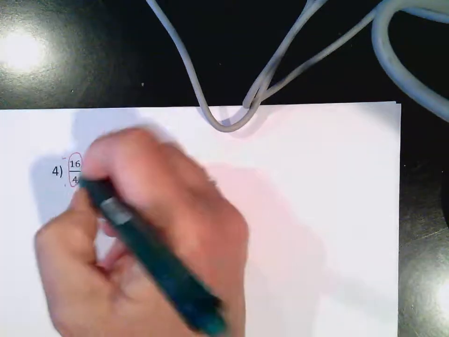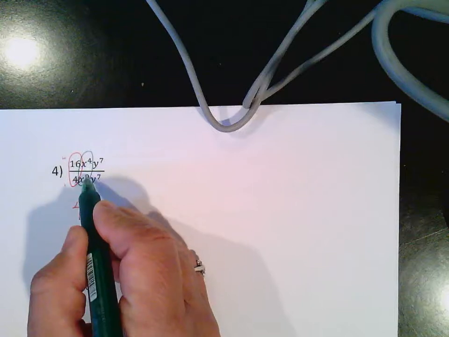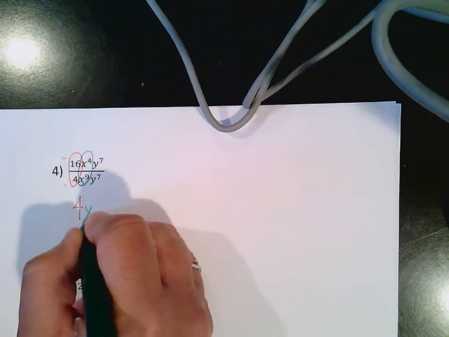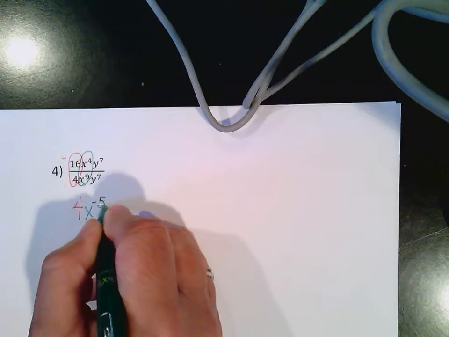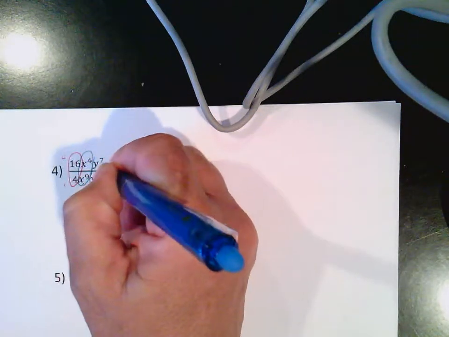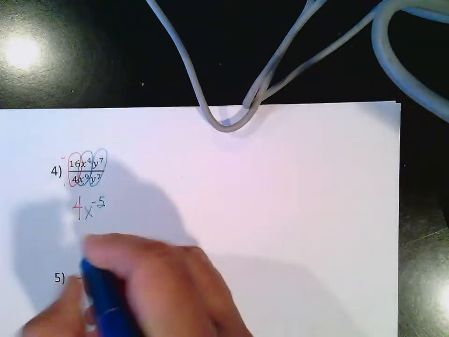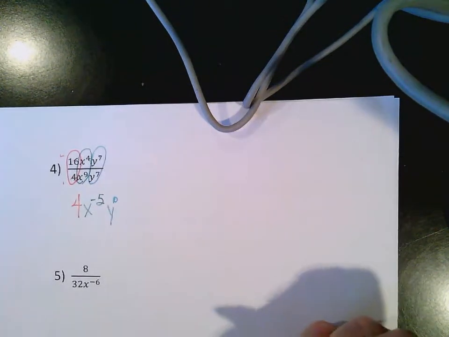When I look at my x variable, remember you take the numerator minus the denominator. So here I have 4 minus 9. That's a negative 5. And we'll deal with that negative exponent in just a minute. And then for my y variable, 7 minus 7 is 0, so it's y to the 0, which gives me a chance to do a little reminder on what we do with negative exponents and 0 exponents.